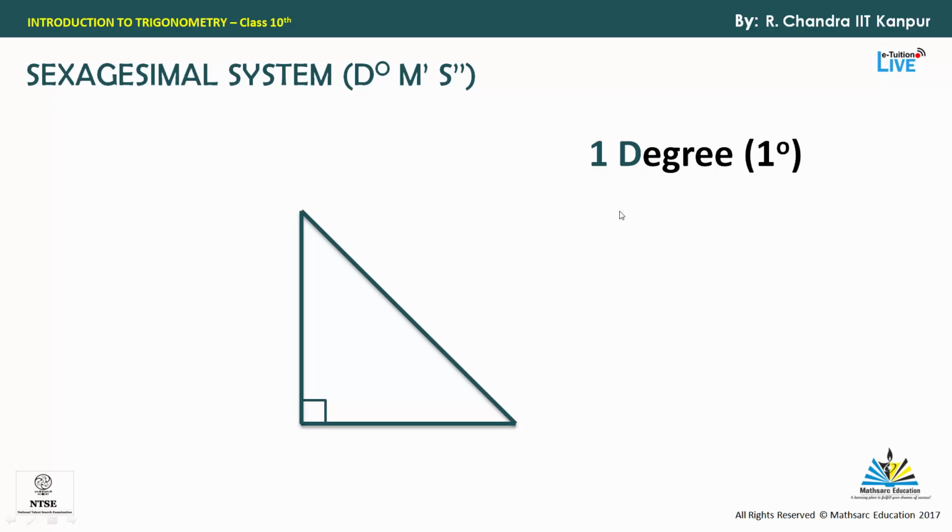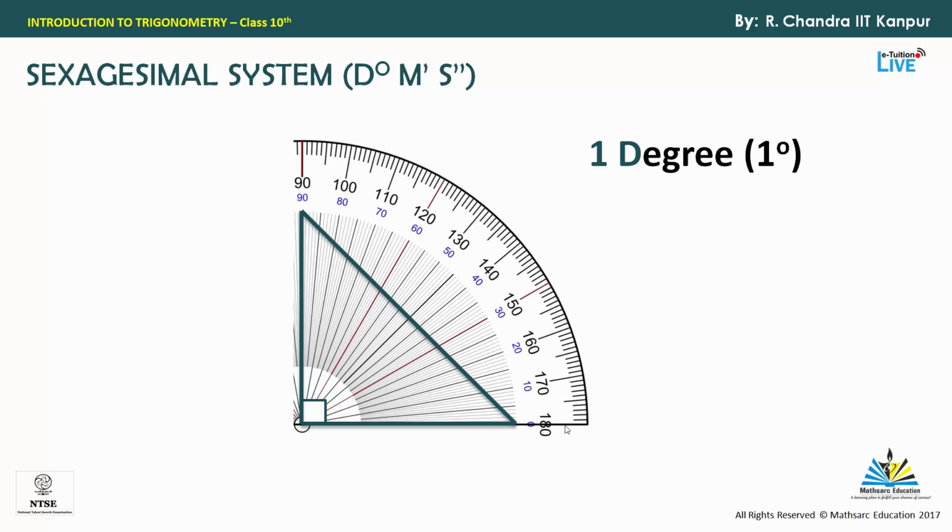So what they did, they divided 360 into 4 quadrants, and that we call a quadrant: first quadrant, second quadrant, third and fourth quadrant. And they related a right angle to one quarter. They divided the right angle into 90 equal parts, you can see here, and defined each part as 1 degree.